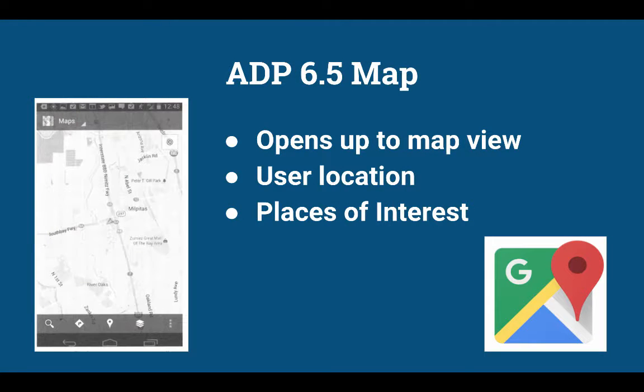This is Android Design Pattern 6.5 called MAP. Many of you are probably familiar with this design pattern if you use the Google Maps app on the Android. This pattern seeks to solve the problem of giving the user a sense of place and what places of interest are nearby. The solution proposed in this design pattern places the user on a map in real time and gives them options to have access to GPS navigation, traffic information, and details regarding places of interest and even places they don't know about that are nearby.